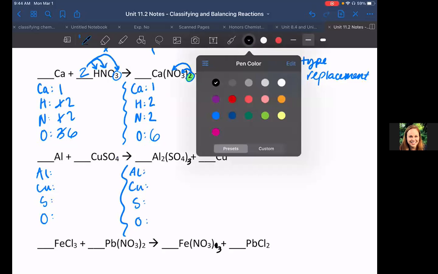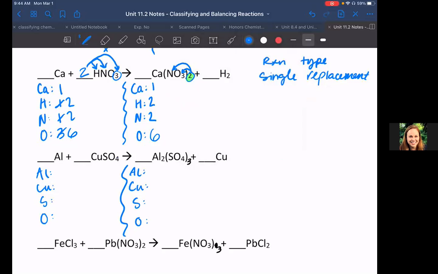Anyway, so for this first one here, we have 1 aluminum, 1 copper, 1 sulfur, and 4 oxygens. On the right-hand side, we have 2 aluminums, and then if we distribute the 3 to the sulfur and the oxygen, we get 3 sulfurs, and then 3 times 4 is 12, so we have 12 oxygens here. Then 1 copper.